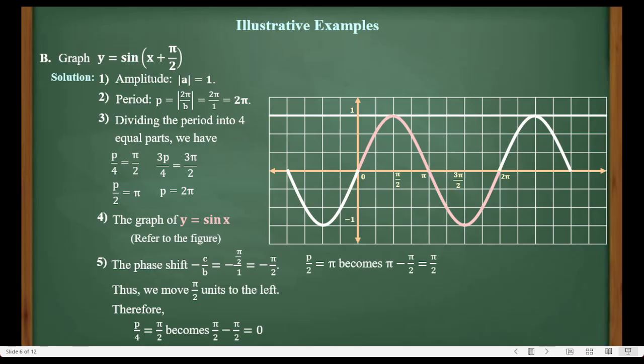And pi over 2 minus pi over 2, that will give you 0. Okay? Then pi over 2, the value of pi over 2 minus pi over 2, which is the value of the phase shift, that will give us pi over 2. Okay? Next, 3 pi over 2 minus pi over 2 is equal to pi. And then, the final value of p from number 3 is 2 pi minus pi over 2. That is 3 pi over 4.